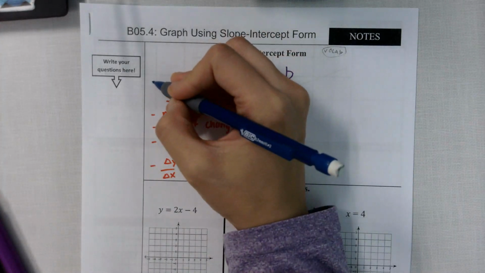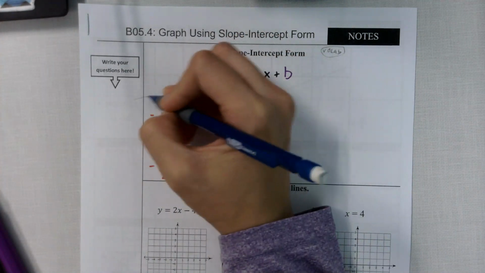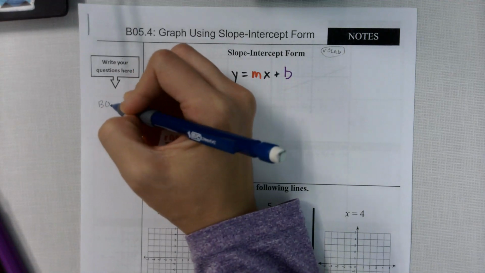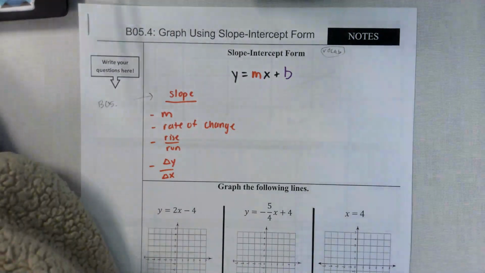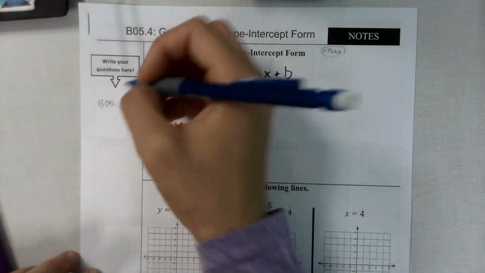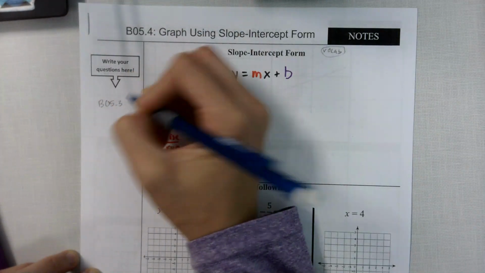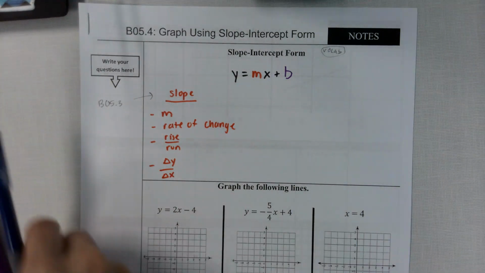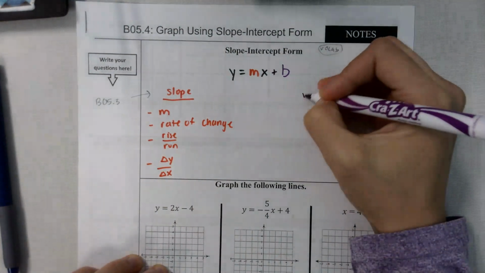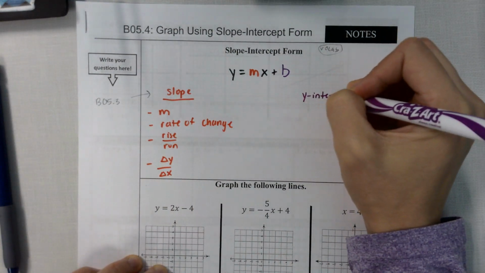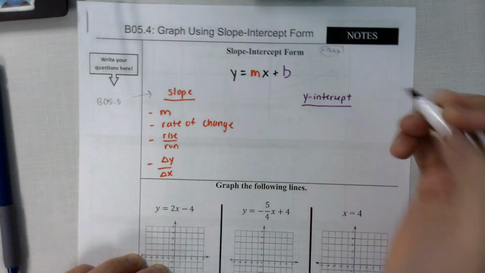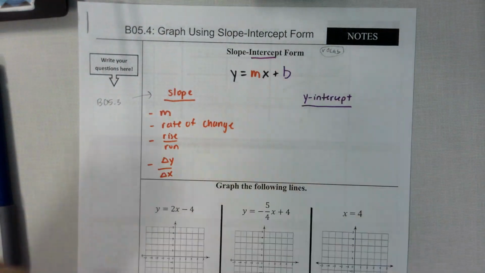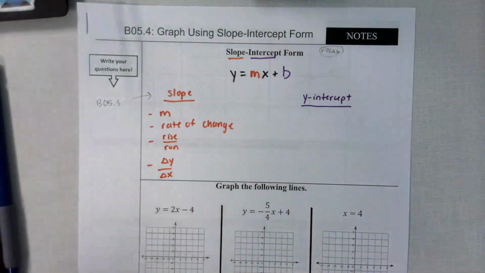We had B05 point, let me check. It was just the right lesson. B05.3. So if you don't remember slope, definitely take a look at that lesson. And then we have our y-intercept. And this is why it's called slope-intercept form. The name, the vocab word, is a little hint of what's involved in the form.